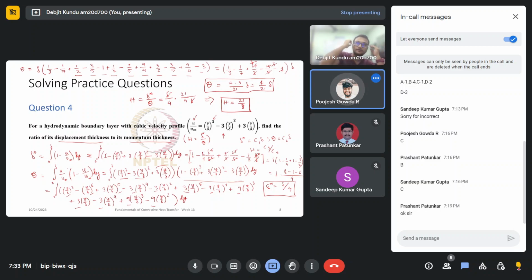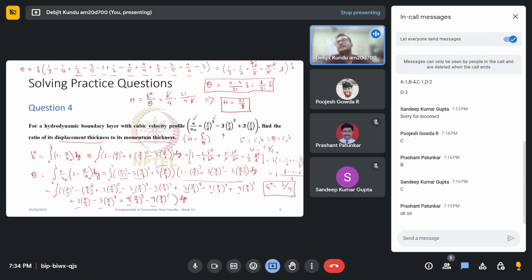Okay. It's looking like I got lost a bit, but I think it's okay, sir. I think the process is clear, right? Otherwise, displacement thickness, but momentum thickness I got. Yes, sir. Process is clear. Okay.